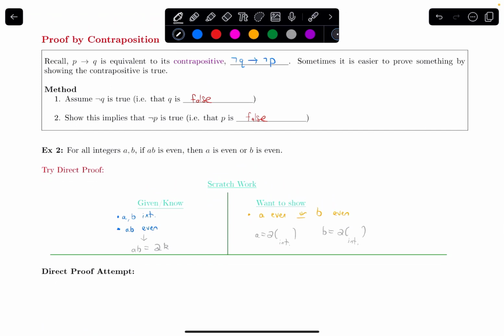So I'm going to let a and b be integers, so they are an element of Z, such that, I'll write s.t. to abbreviate such that, ab is even.